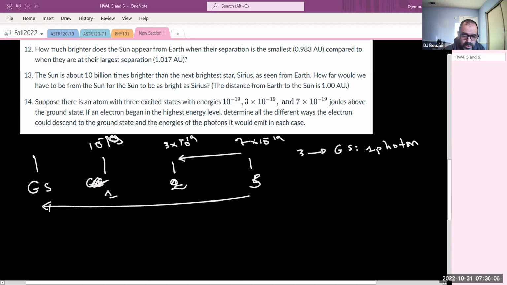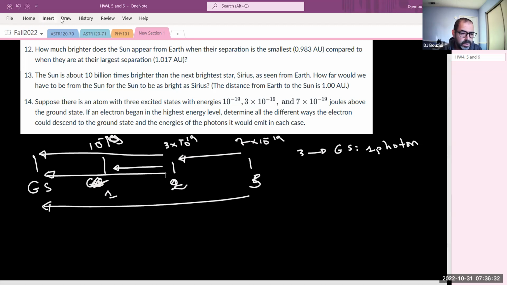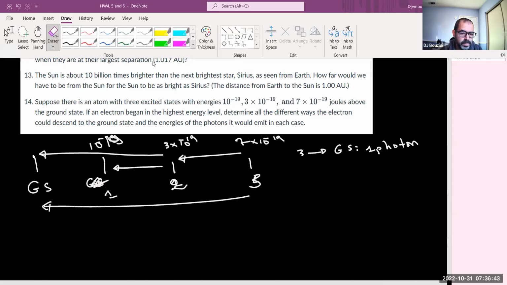The second option is to go from level 3 down to 2, and from 2 to the ground state. Or from 2 to 1, and I'm sorry, 2 to 1. Can I delete this in here? Selection to delete this one. Yeah, I didn't mean to do that. Here is what I meant to do.